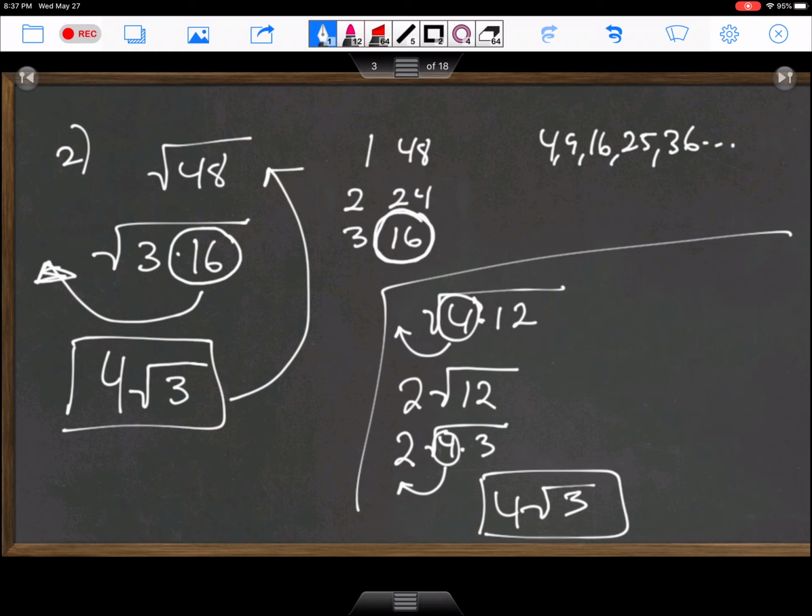So, when you're done, look inside here and make sure you don't have any factors that are perfect squares. So like 3, no other perfect squares. 12, that still has a perfect square as a factor, so you need to get rid of it, okay? We need to simplify it more.